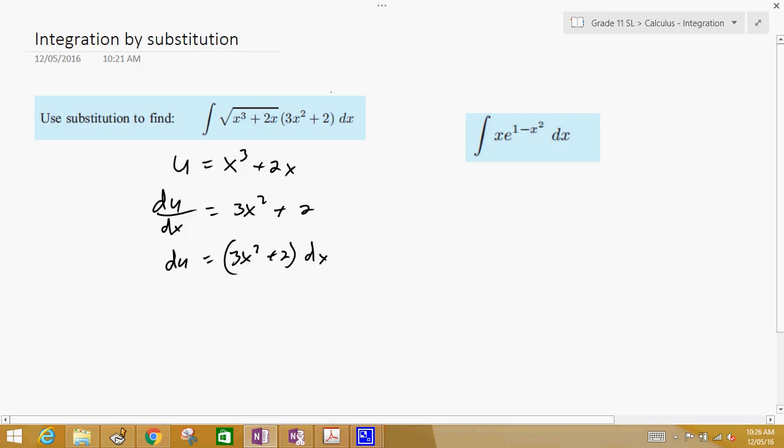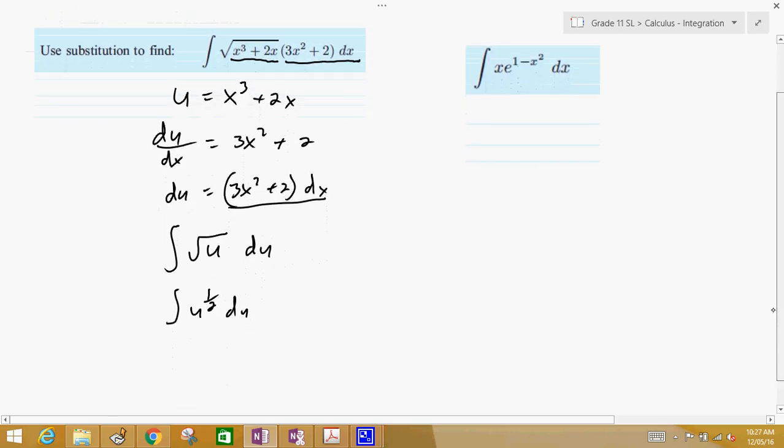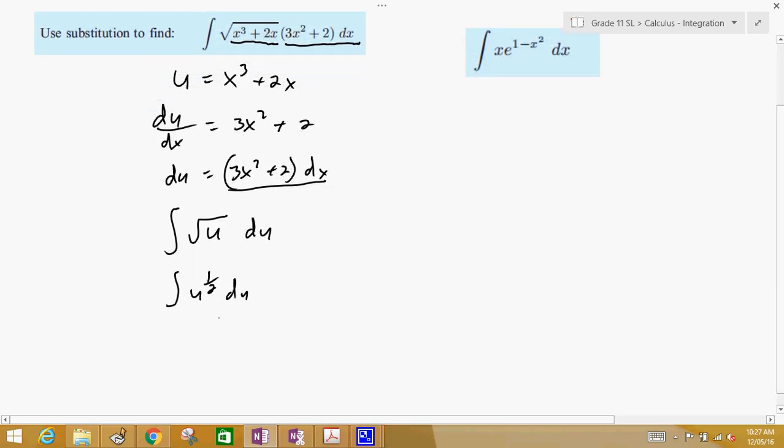Now if we look at the original question, this x cubed plus 2x, we called it u. So we've changed that to a u. And 3x squared plus 2 dx, that's there, which is equal to du. I know how to integrate u to the power 1/2. So I've made my problem a lot simpler problem.